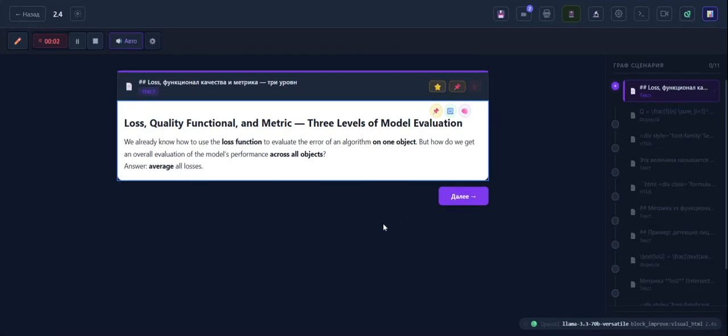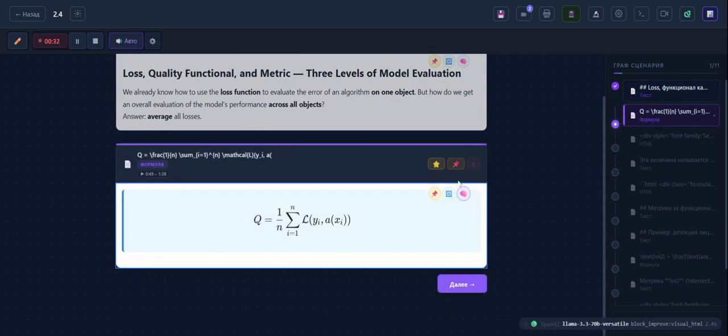Loss function, quality functional, and metric. Three levels of model evaluation. We already got how to use the loss function to evaluate the error of an algorithm for just one object. But how do we get an overall evaluation of the whole model performance? And the short answer is to count average for all losses.